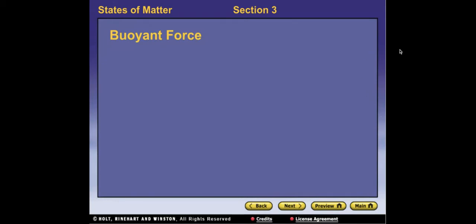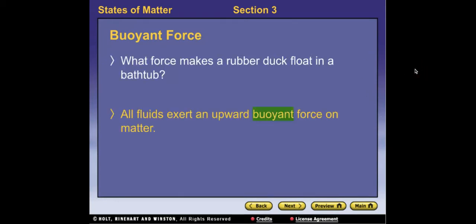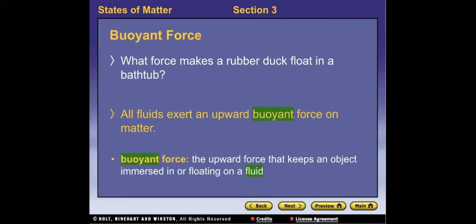So the next topic we're going to look at is buoyant force. All fluids exert an upward buoyant force on matter. When you think about buoyant force, think about the first few letters of this word, buoyant: buoy. And a buoy is something that floats. And so buoyant force is the force that keeps an object either immersed in or floating on top of a fluid. Here's another video.